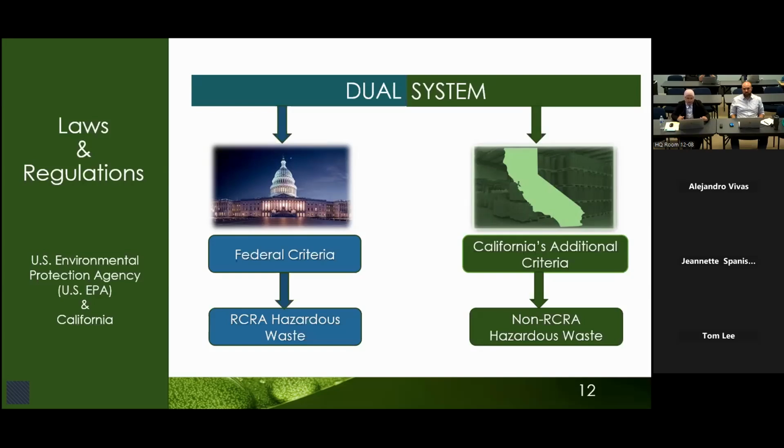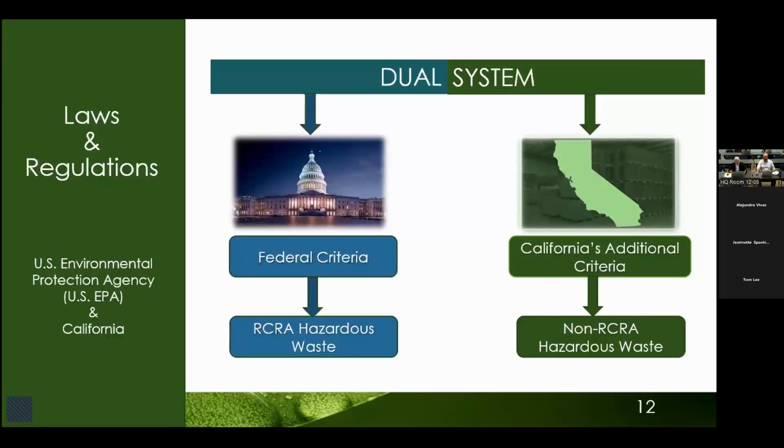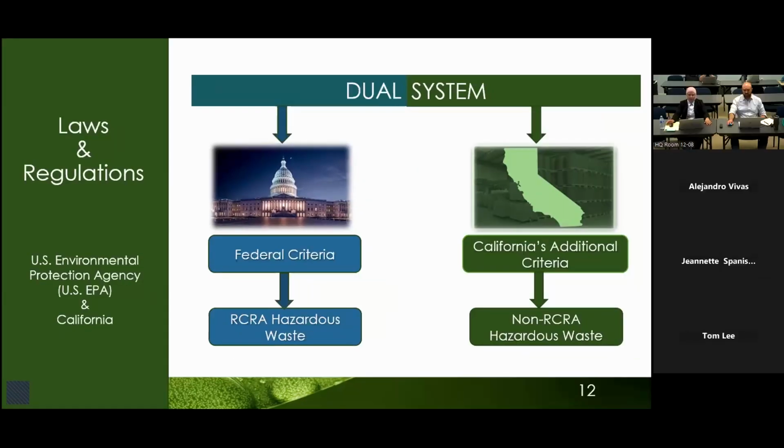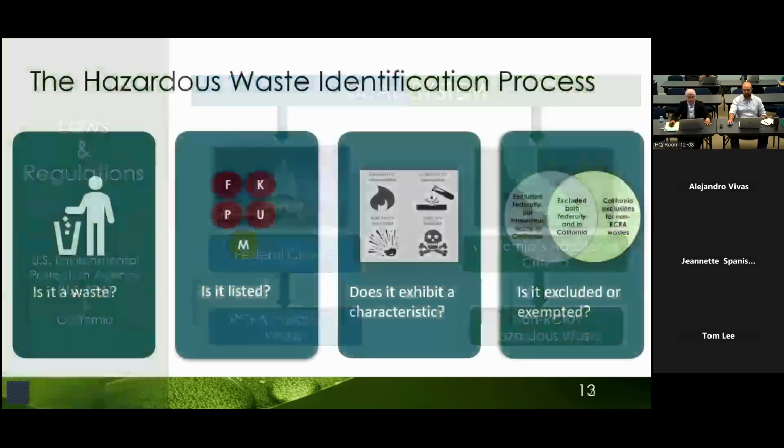Just a quick note. Throughout this presentation, I'll be using US EPA and federal interchangeably, since the US EPA is the agency that sets the rules and regulations at the federal level. So when I say federal, I'm referring to the US EPA, and when I say US EPA, it means we are talking about federal guidelines. Now that we have a foundation of how California's hazardous waste management system operates within this dual framework, we will look at the process for identifying hazardous waste and how it's implemented in practice.